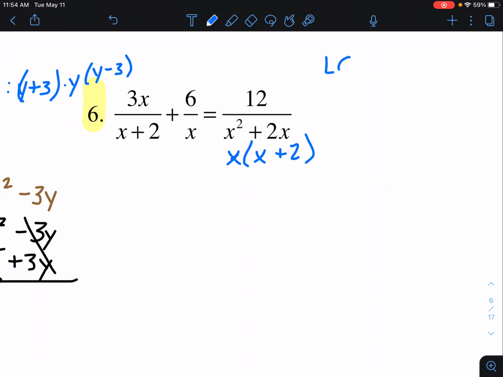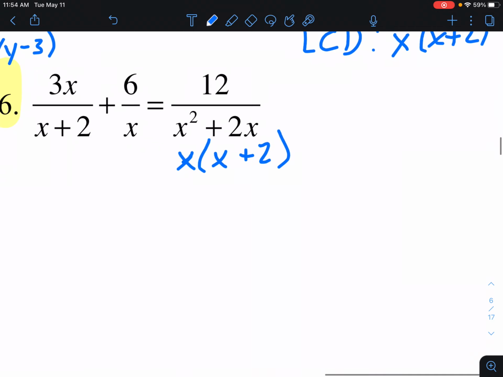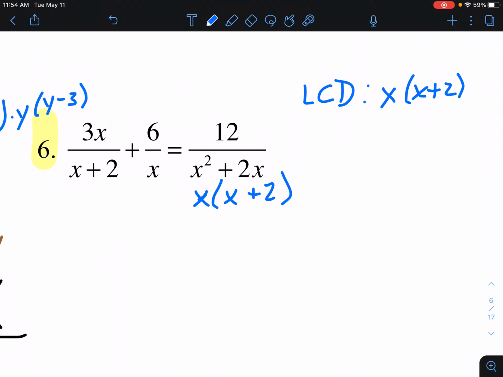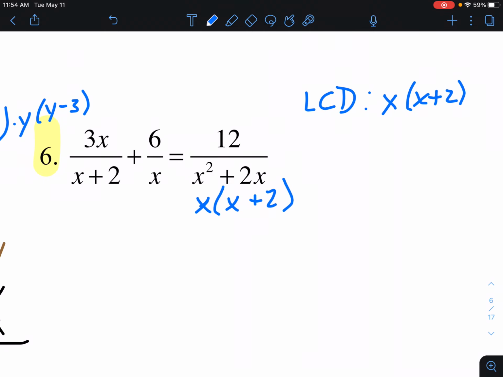So now onto my LCD. So I got an x plus 2. After that, I have this x here, which also appears here, so only put it once. And there's my LCD. So now I go, okay, what am I going to multiply the 3x by? Well, we have an x plus 2 here. We have it here, so don't worry about that. We're missing an x. So the 3x is going to multiply by x. So 3x times x is 3x squared.